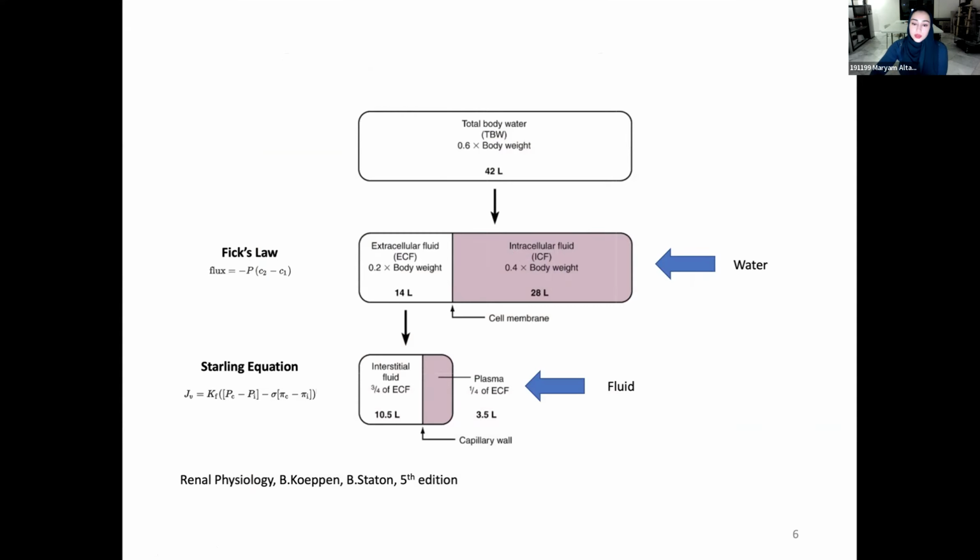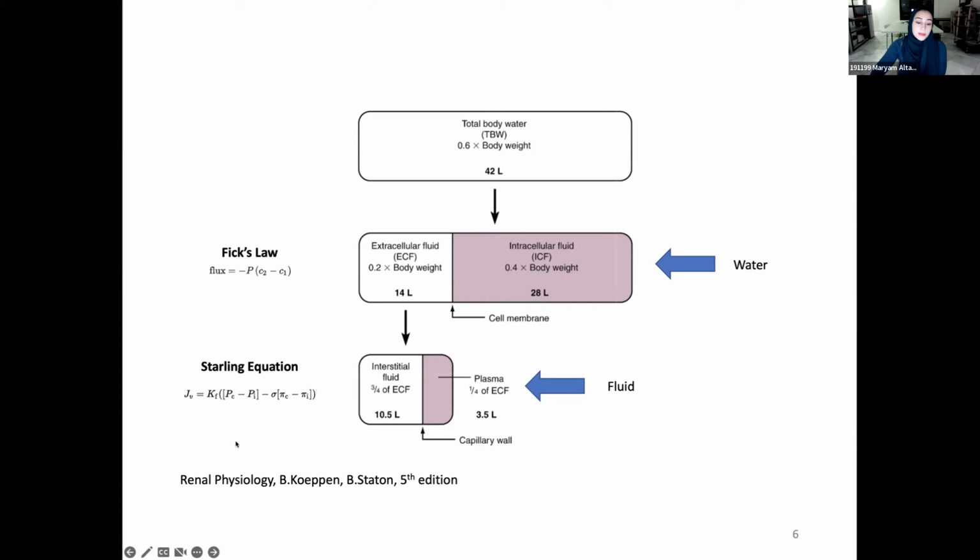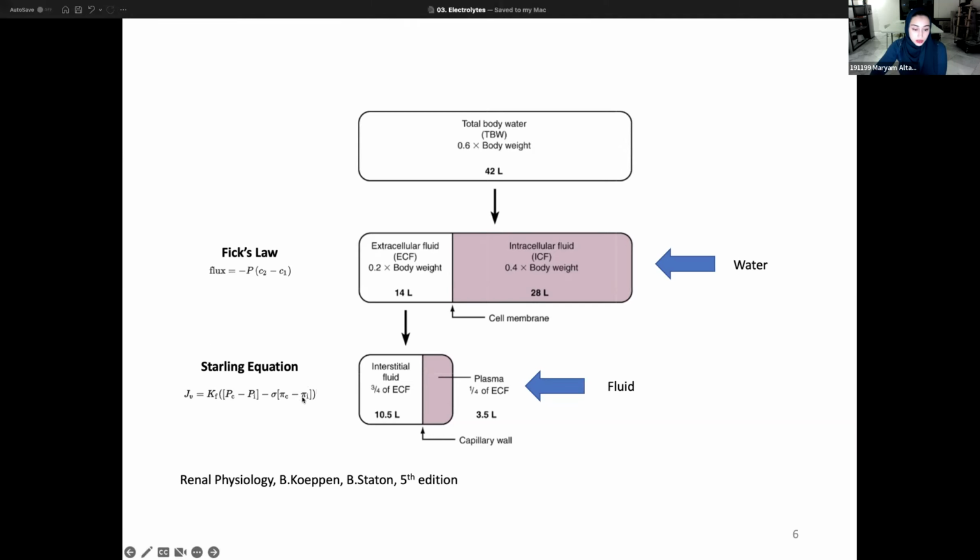So, you guys remember osmosis and all that stuff. So wherever you have a more concentrated area, you're going to have passive diffusion onto that place. So that's what we're talking about when we're talking about Fick's law. When you talk about the Starling equation, the Starling equation is essentially looking at the pressure. So this is how fluid is going to move across from the interstitial fluid into the plasma.